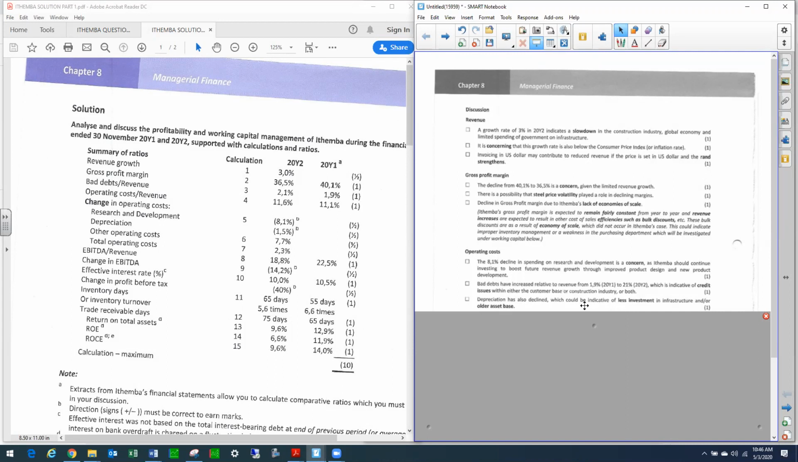Okay, there's another mark. Other operating costs up by 7.7. What are we going to do? What would you expect them to go up by? Inflation, which is 5. It's worse than 5, so you should explain that. Inflation forms a part of that, 5%, but it's not just inflation.